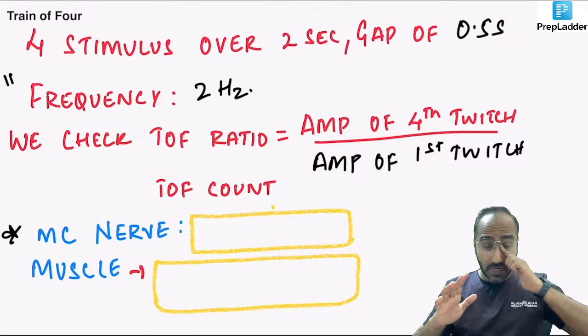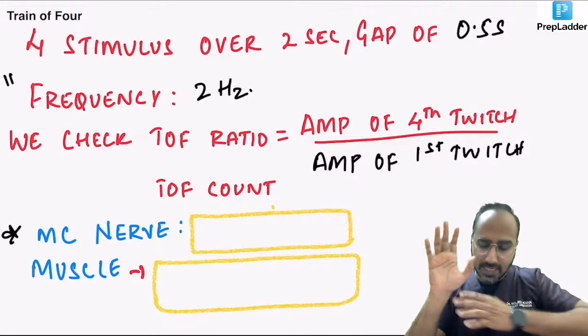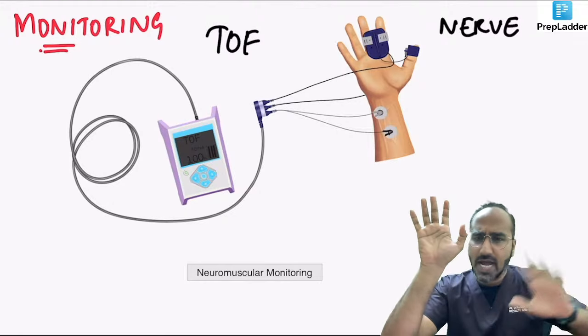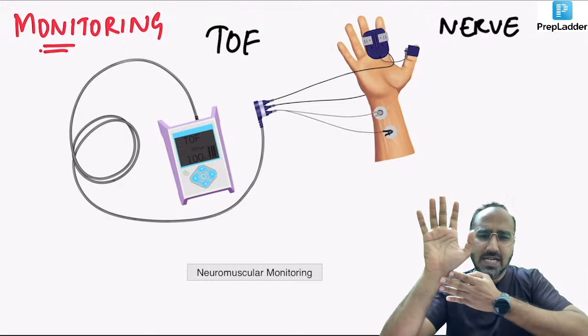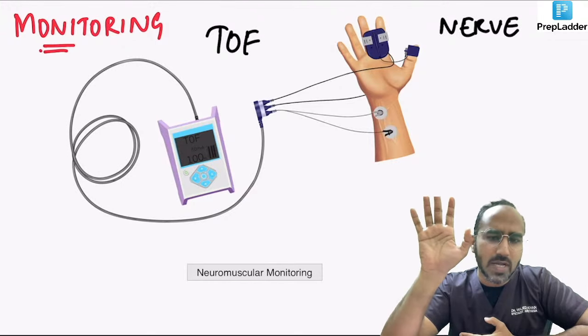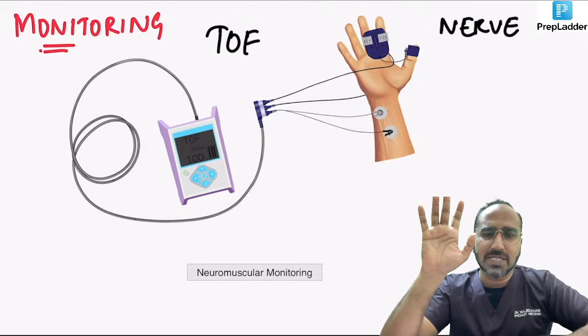I'll just give you a brief explanation of train of 4 monitoring. Everyone look over here. I connect this monitor to my hand. I have not received any muscle relaxant. Now, if I connect the train of 4 monitor, it will give me 4 currents. At 4 currents, my muscles should twitch. My thumb muscle should twitch. I am stimulating the ulnar nerve 4 times.